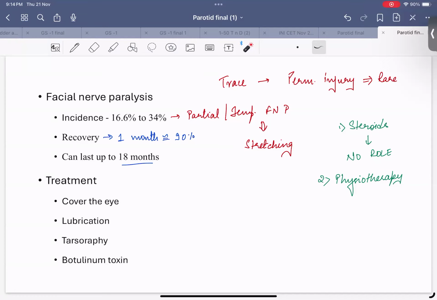Sir, generally in praxia, the lower part of the face will be involved first. What if I've damaged the lower part of the nerve? Let's say I've damaged the marginal mandibular nerve only.